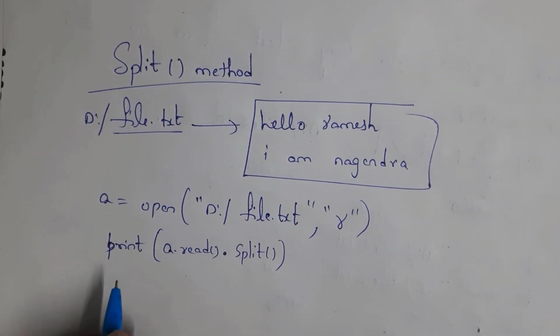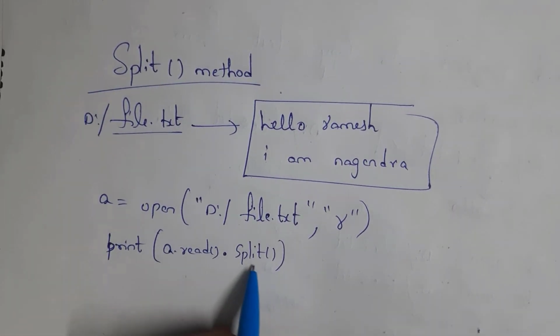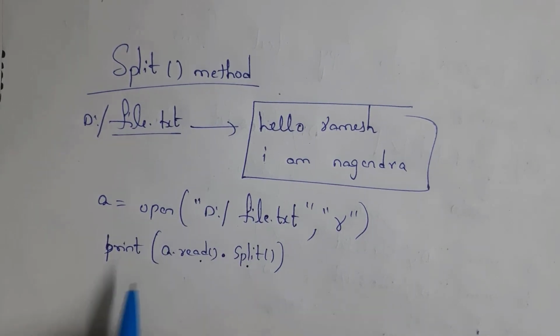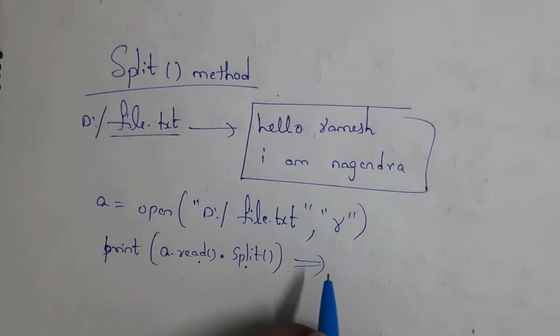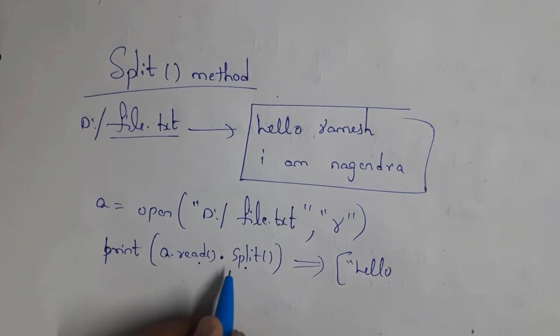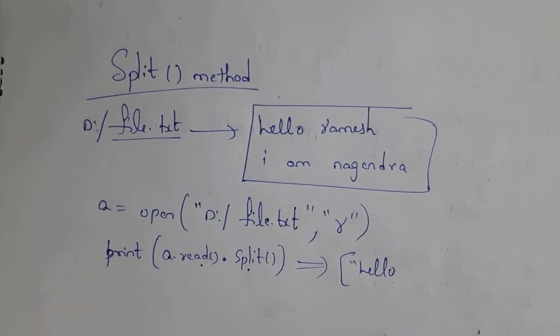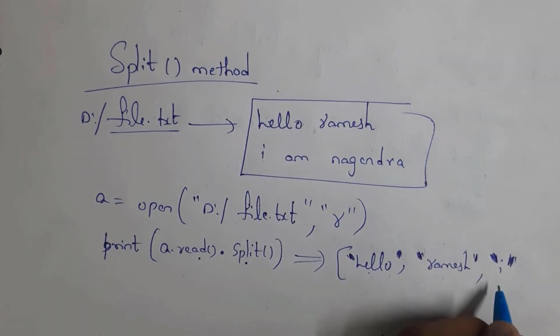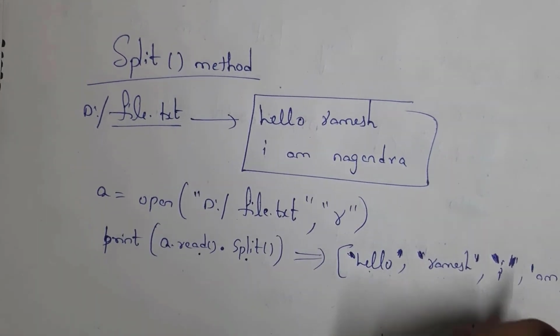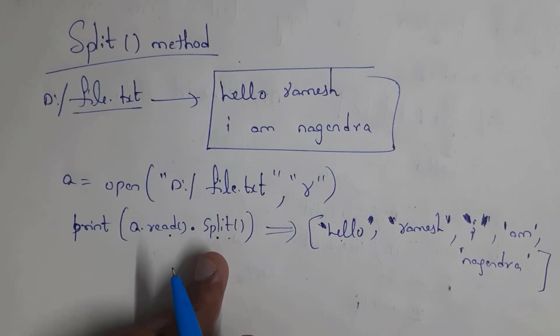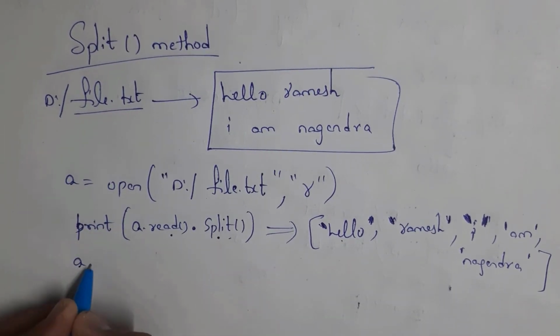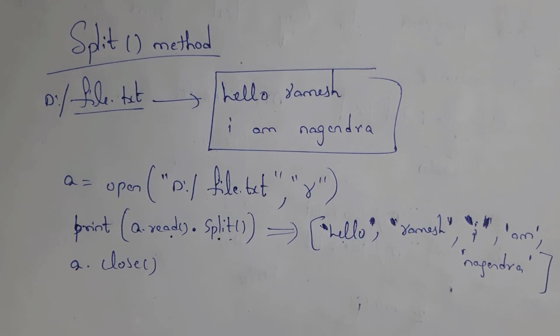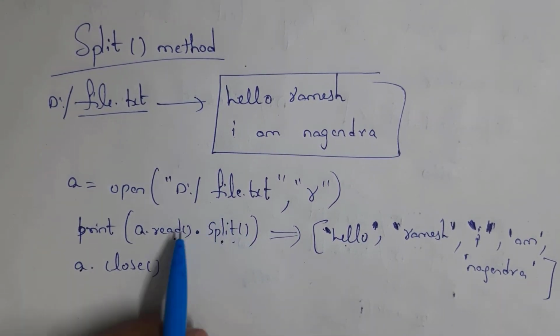I am performing two operations. First, I am reading this data, and second, I am splitting this data. Whenever I run this line of code, I will get output in the form of a list, and it will split each string with quotations. So I will get output hello, comma, Ramesh, comma, I, comma, am, comma, Nagendra. The split method is used to split a string. At last we need to close this file, so just write here a.close. This is the split method. We are splitting data and we are reading this data.